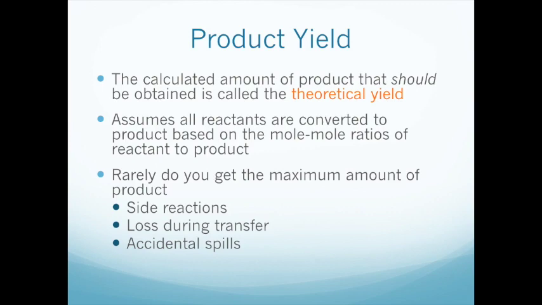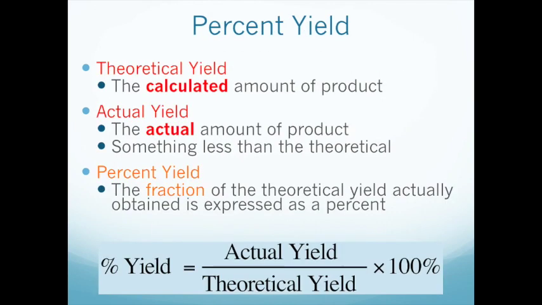However, this will not always occur due to a lot of different factors, mainly side reactions or material losses during transfer or spills. Other things that can happen is you can evaporate things. So the actual amount of product will always be less than the theoretical amount that you calculate. So if you want to obtain your percent yield, you divide your actual yield by the theoretical yield and multiply it by 100.